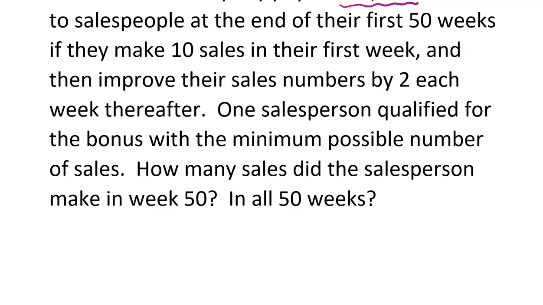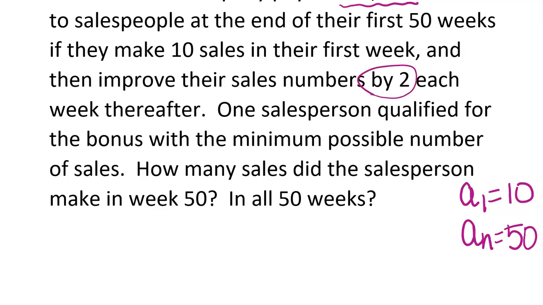The first time it actually would change their income is if they make 10 sales. So we're going to count that as our first term. It's going to end when they make their 50th sale, so a sub n is going to be 50. Their sales are going to differ by 2 every time, so that common difference is 2.